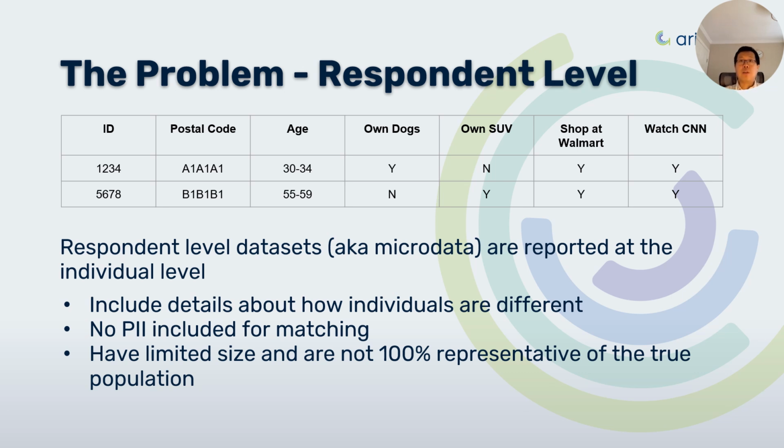Respondent level datasets generally include more details. They have more details about how individuals are different, what questions they've answered. But at the same time, because of privacy challenges, individual level data generally don't come with an identifier, so no personally identifiable information is included. You won't be able to match that against other data sources, and they're also generally limited in size. They're usually a market research data set, which is a subset of the population, or they may come from your CRM database, which is again a subset of the population, and you won't have 100% of the true population.